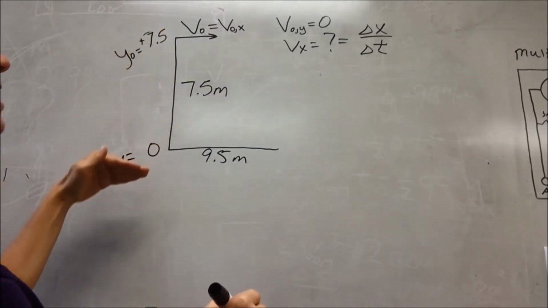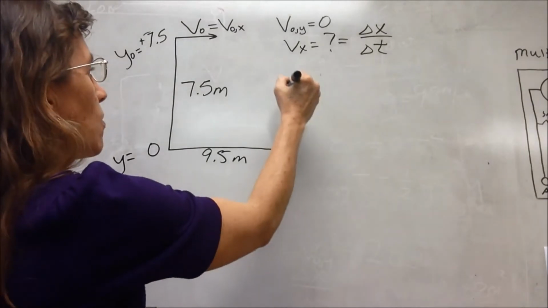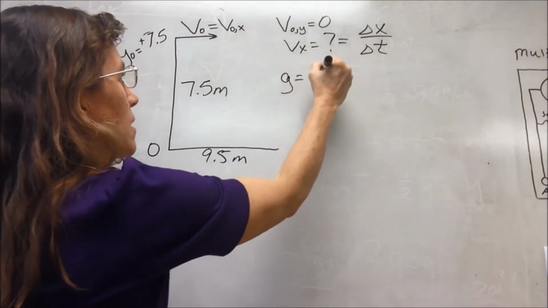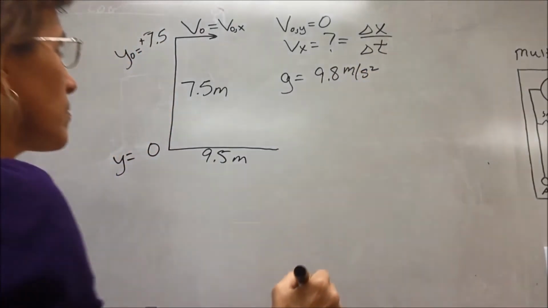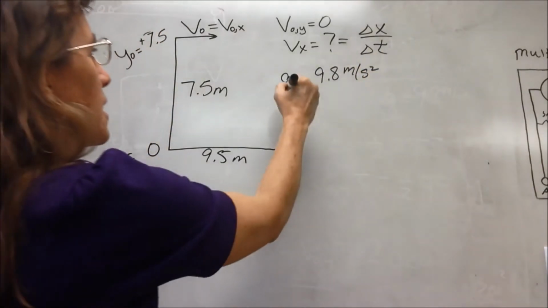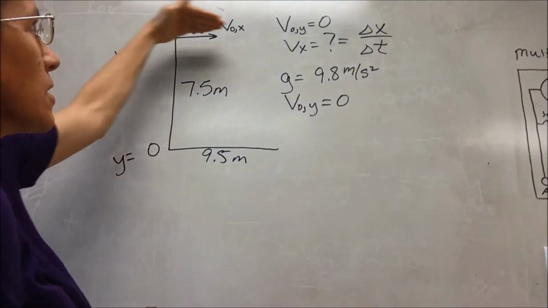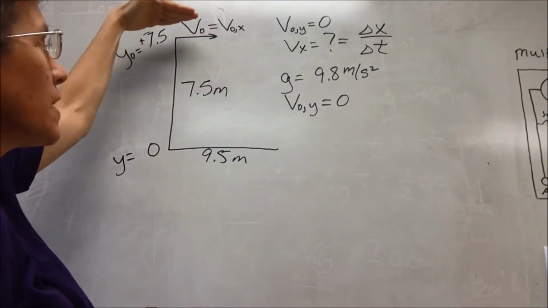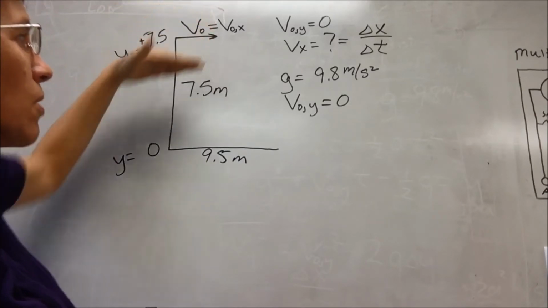We know the acceleration in the y because this is a projectile motion problem. The acceleration in the y is gravity. And we know the initial velocity in the y. Because this is launched horizontally, all of the initial velocity is in the x direction. The initial velocity in the y is 0.